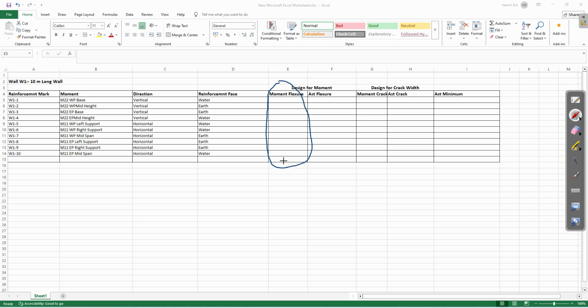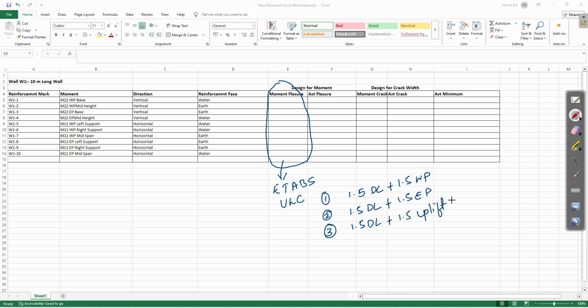you need to refer your ETABS for load combination, ultimate limit state of collapse. So you have three combinations. So 1.5 DL plus 1.5 water pressure, 1.5 DL plus 1.5 earth pressure, 1.5 DL plus 1.5 uplift. Okay.